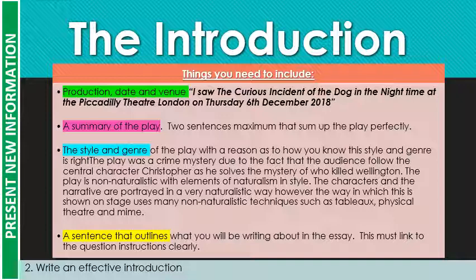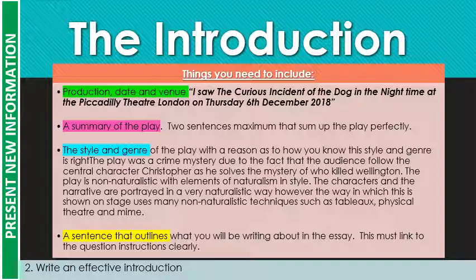Number 3 is the style and genre of the play. And number 4 is a sentence that outlines what you'll be writing about in the essay. So, for example, production date and venue. I saw The Curious Incident of the Dog in the Night-Time at the Piccadilly Theatre, London, on Thursday the 6th of December 2018. In a minute, we're going to come back to that because I know that you didn't actually go and see Blood Brothers, so I'll tell you how to write that separately.